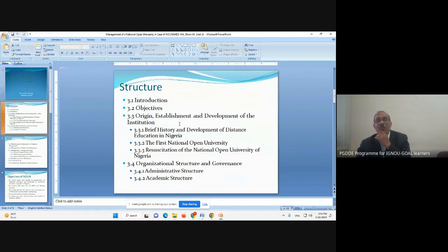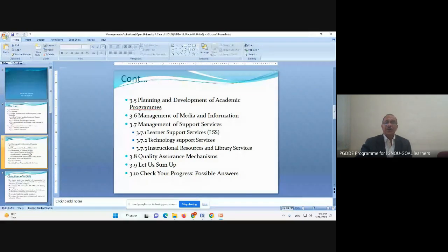I think this unit talks about the origin, establishment, and development of the institution, how NOUN came into establishment, how it developed over a period of time, a brief history and development of distance education in Nigeria. This is the first National Open University in Nigeria, the resuscitation of the National Open University of Nigeria when it was closed down for some time, what the reasons were, and what the organization structure was. Planning and development of academic programs, more or less the same as what we discussed in the case of IGNO, management of media, information services, learner support services, etc.